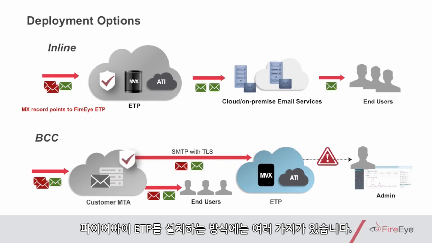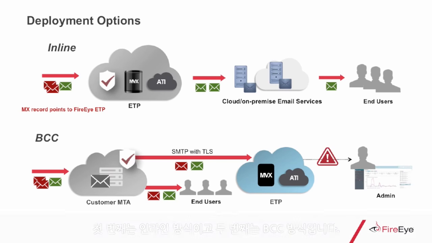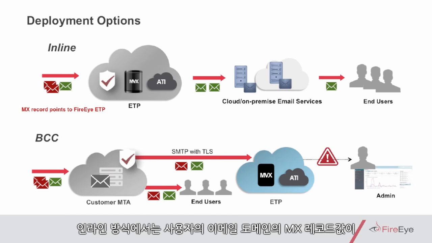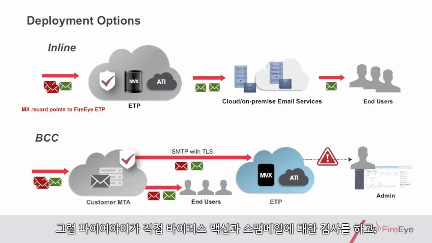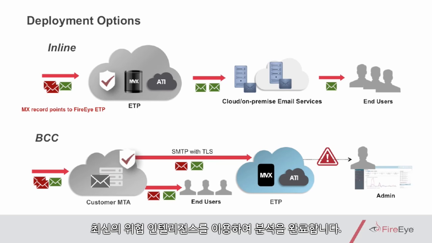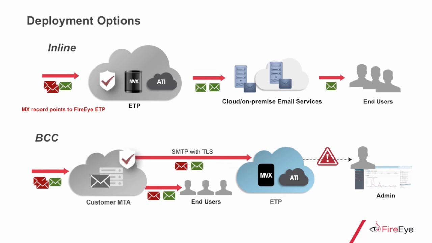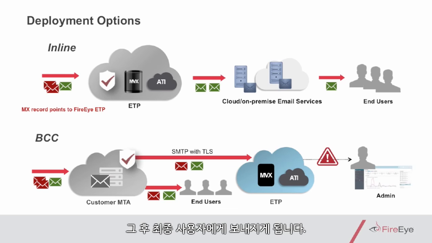FireEye's ETP can be deployed in a couple different ways, the first being inline and the second BCC. In inline mode, the MX record would point directly to the FireEye ETP cloud, in which case FireEye will do the initial antivirus and anti-spam, followed by the advanced analytics within the MVX engine, and then use our advanced threat intelligence to complete the analysis. After which the email is simply forwarded on to the cloud or on-premise email services of the client, which will then go to the end users.